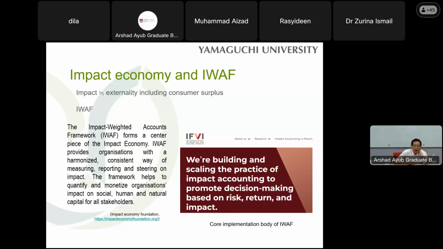IWAF provides organizations or companies with a harmonized and consistent way of measuring, reporting, and steering on impact. If some of you are thinking of research topics in CSR activity or financial disclosure or financial reporting and pursuing a new idea, you will visit IFVI, the current main body facilitating the implementation of IWAF.